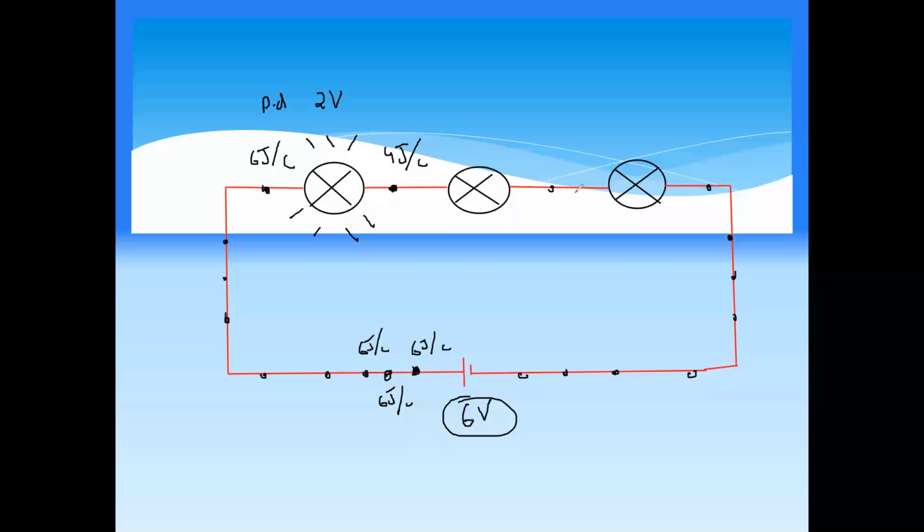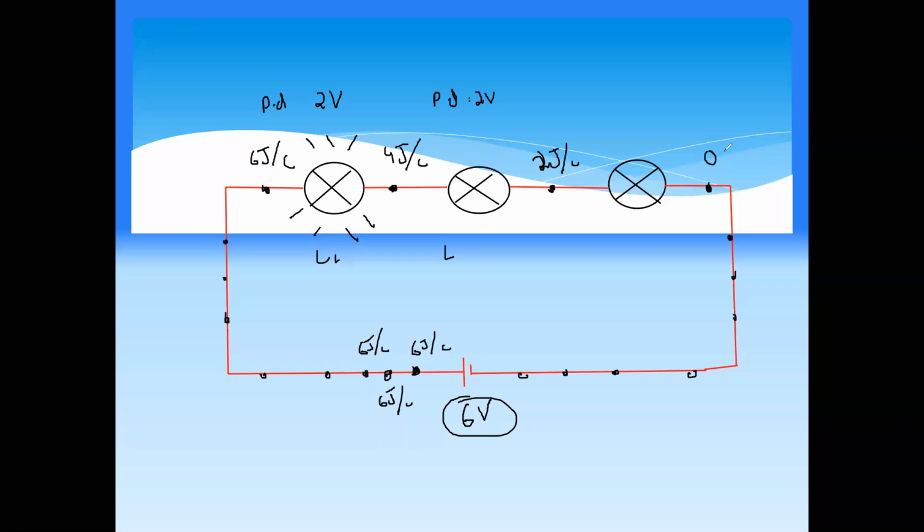If this is 4 joules and after passing through, it's having, for example, 2 joules, what is the potential difference across L2? It is 4 joules. When it passes through, it has 2 joules, the charge. So how much energy is transferred by the charge? That's equal to 2 joules.